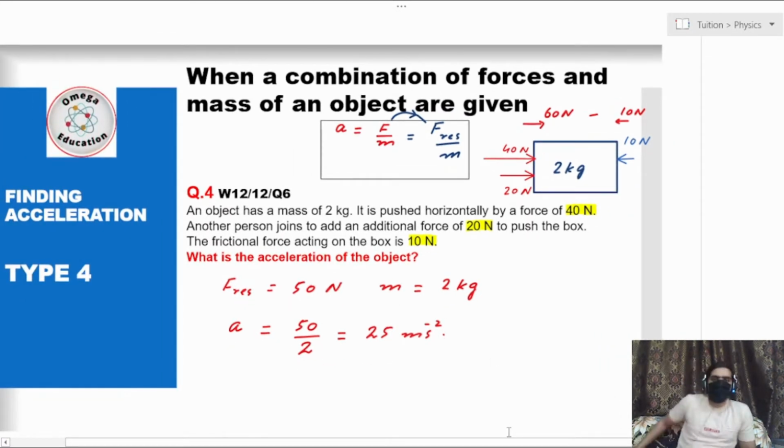Now once again, why do we use that concept? Whenever you're given a set of forces, more than one force, and the forces are acting in different directions, all you have to do is first find the resultant force by taking all the forces into consideration, and thereby after doing that you can apply this simple formula, a equals F resultant over m, and that gives you the value of acceleration.